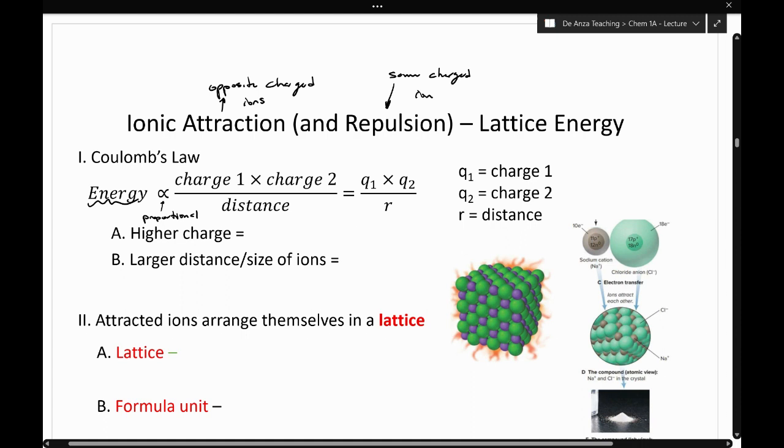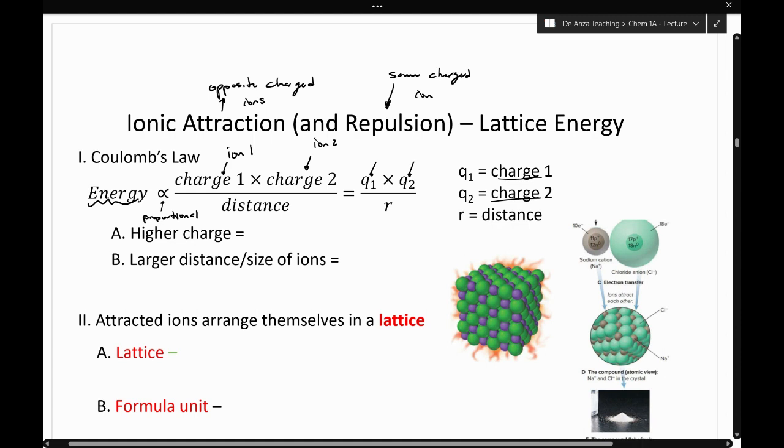That proportionality says that if you take the charge of one of your ions, so this is ion 1, you take the charge of your second ion, we'll say that's ion 2, and you divide it by the distance that separates them, you get the energy of attraction and repulsion. You'll often see this written as Q1, meaning charge 1, times Q2, which is charge 2, divided by R, which is the distance.